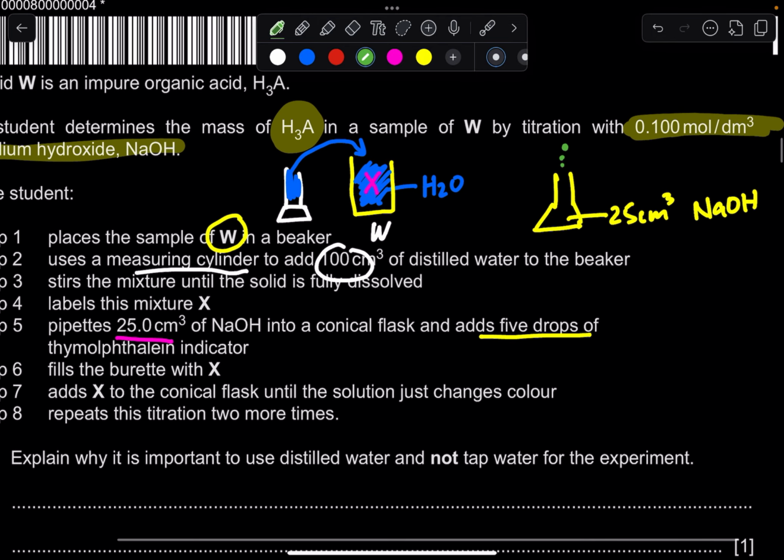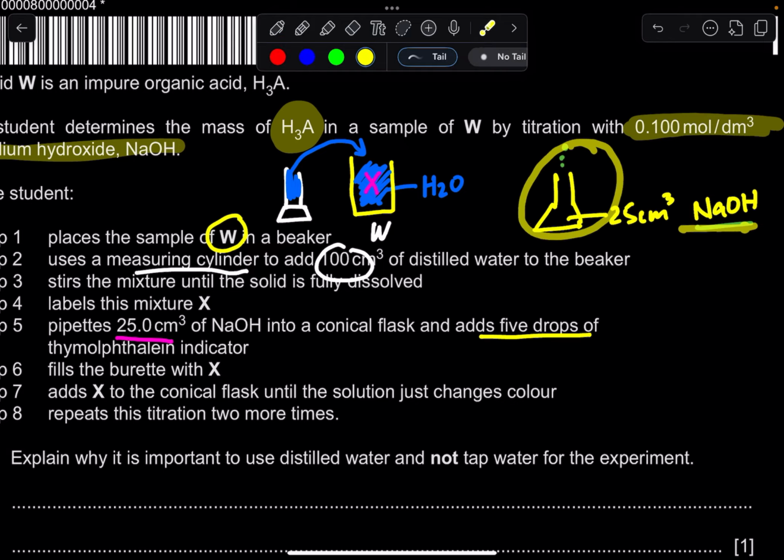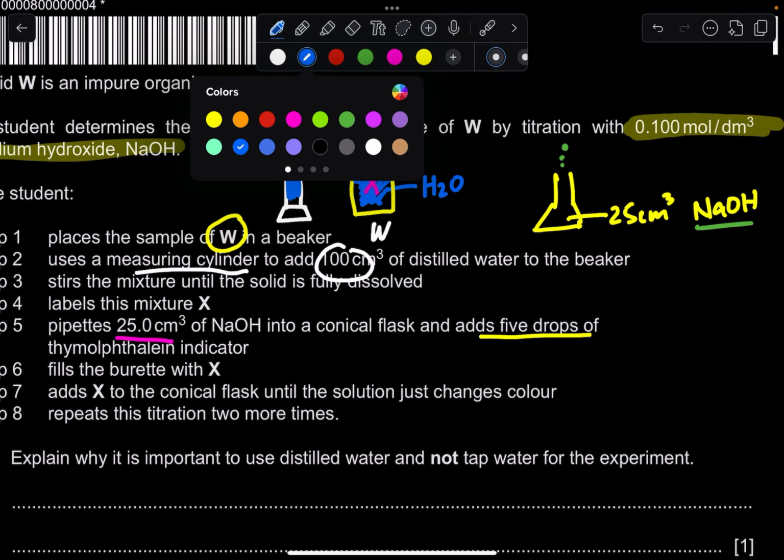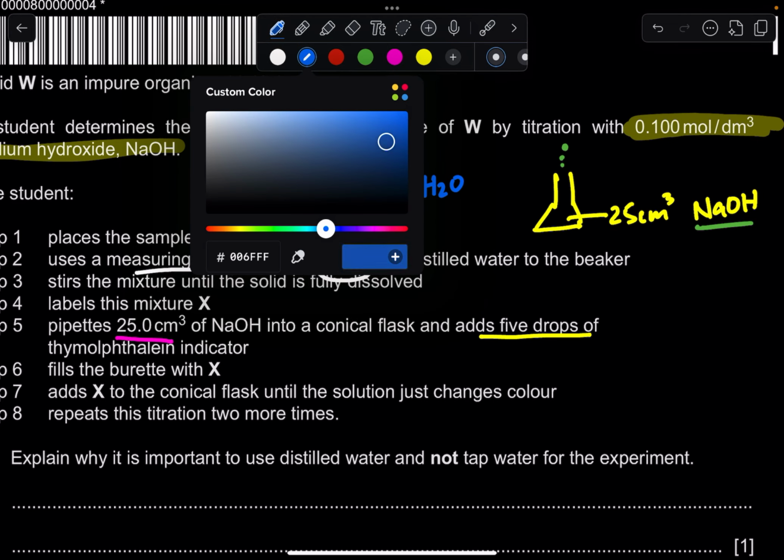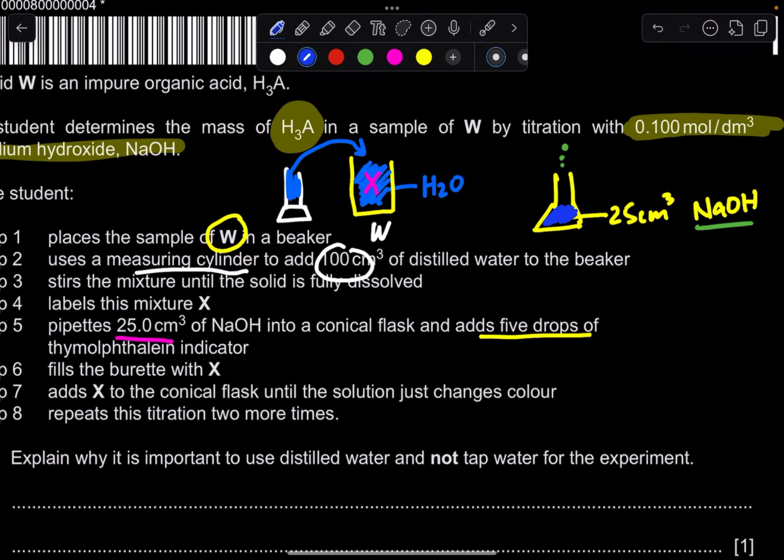And we know one thing, what is the color of thermophthalate in alkali, because in the conical flask we have our alkali. So what's going to be the color? Thermophthalate is blue in alkali, so let's make a light blue shade from here. Done. This one's fine, I guess. So basically the thermophthalate is going to turn blue.